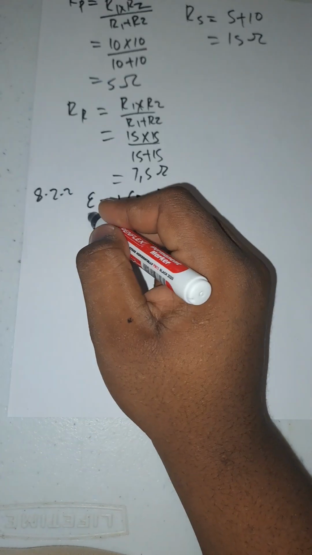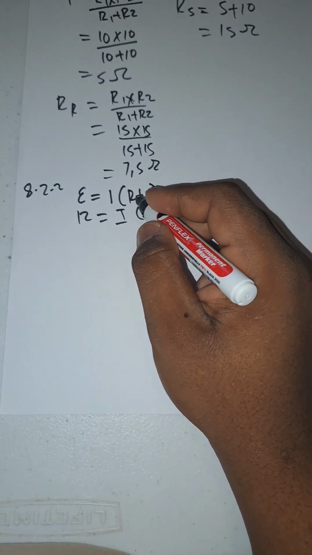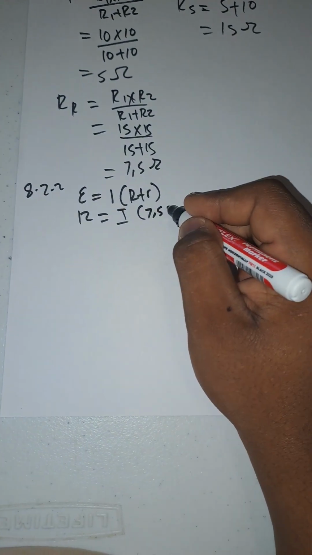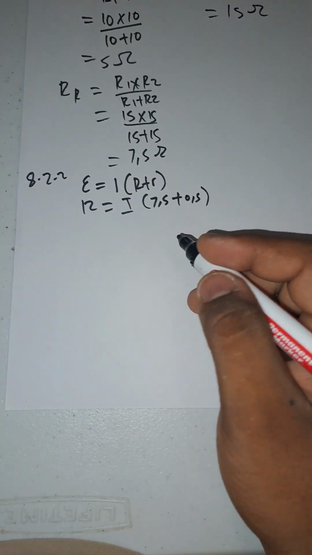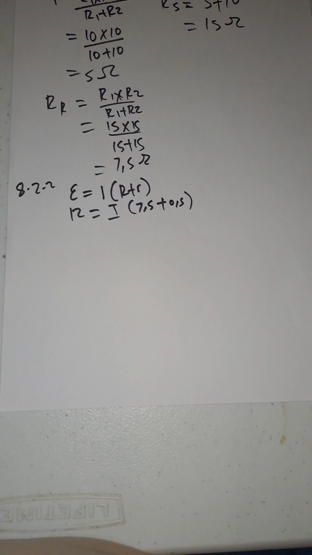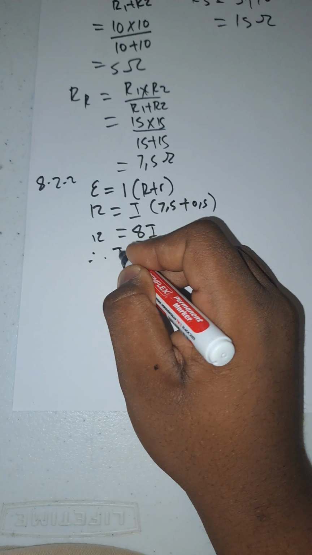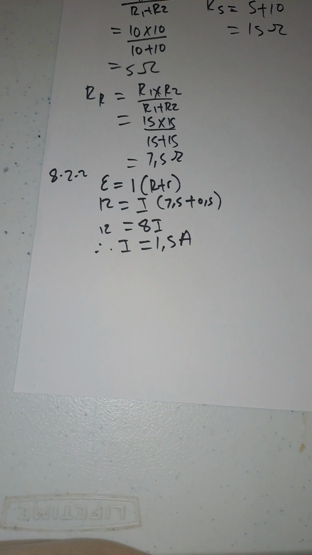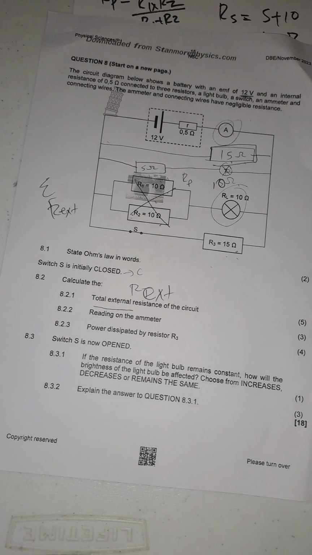Can you see it? The EMF was 12. The I is the one that they want, the current. And this big R is for external resistance. So it is simply 7.5 because we just got it. Then the internal resistance is 0.5. Now it is simply 7.5 plus 0.5, which has to be 8. So 12 equals 8I, meaning that the reading on the ammeter is simply 1.5 amps. Is it fine, guys? Now I hope you understand. You just have to check what you have.